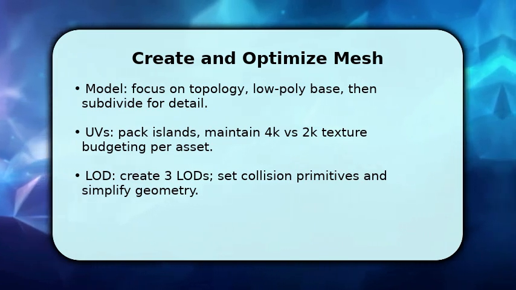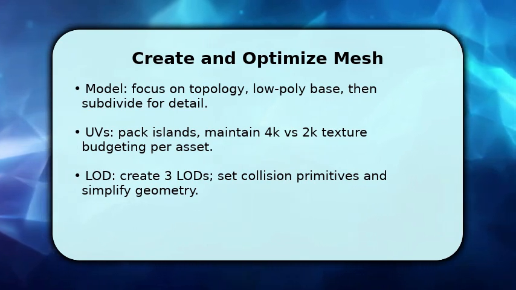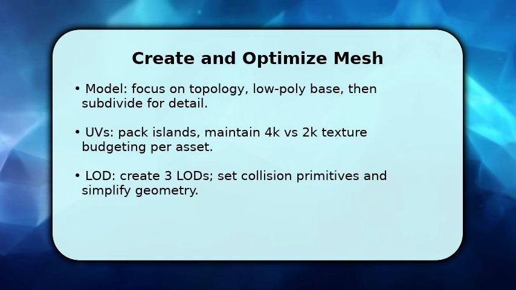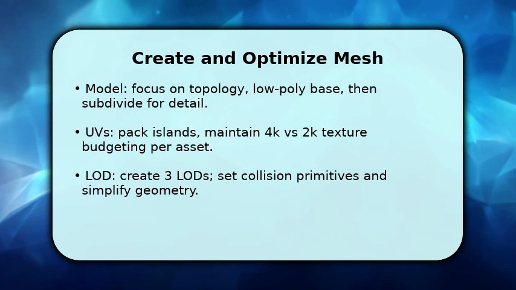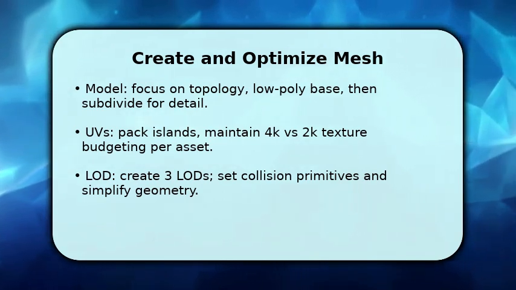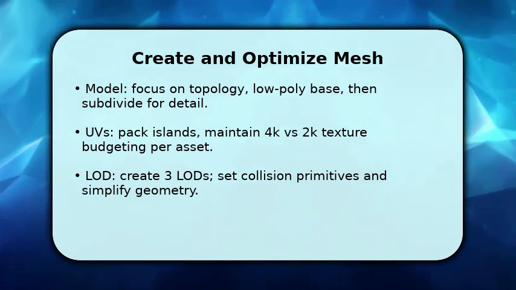Once modeled, unwrap UVs with consistent texel density. Prioritize a 4K texture for large cave segments and 2K for props. After texturing, generate 3 LOD levels to reduce draw calls. Export each LOD and separate collision meshes as primitive shapes. Make sure to test back and forth with DevKit to catch seams and performance issues early.